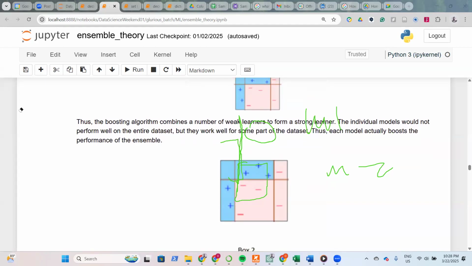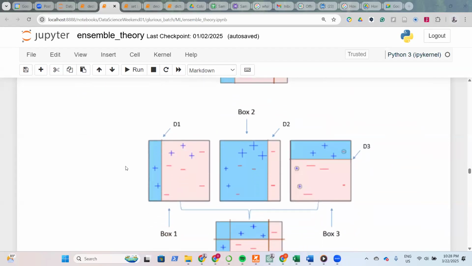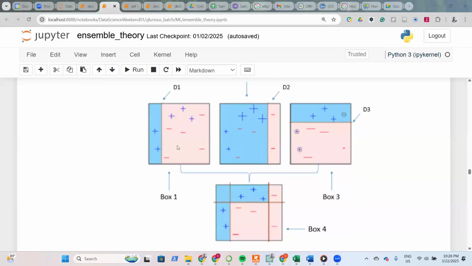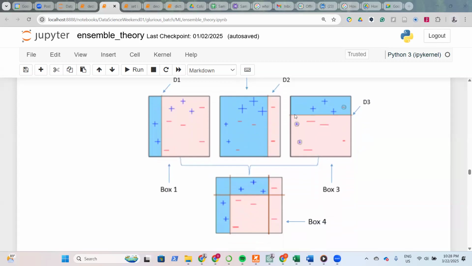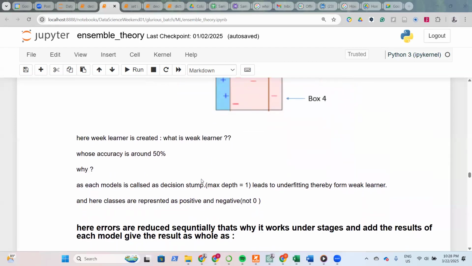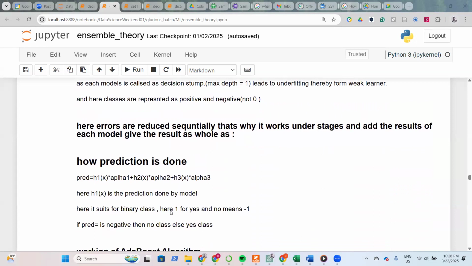Because when I'm talking about this highlighting, you are wondering in your head, how does the highlighting work? So this is again D1, D2, D3, and then coming down to a final model. These are the learners developing a stronger model. Here, a weak learner is created. What is a weak learner? One whose accuracy is around 50%. When we say accuracy is around 50%, that means it performs poorly, right? That's what we're looking at.